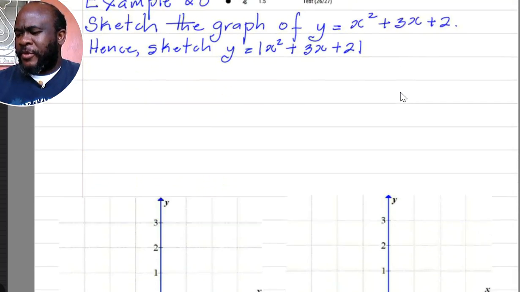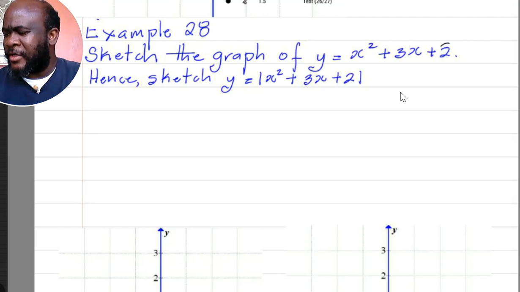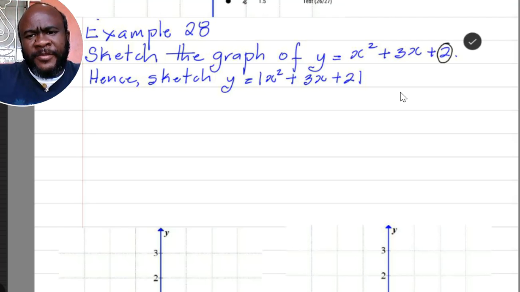All right, example 28. Example 28 says sketch the graph of y is equal to x squared plus 3x plus 2. And then we're to sketch the graph of y is equal to the mod of x squared plus 3x plus 2. To sketch a quadratic graph, well, the first thing is that we already know the y-intercept is 2, the constant term at the end. So I know that the graph cuts the y-axis at 2.